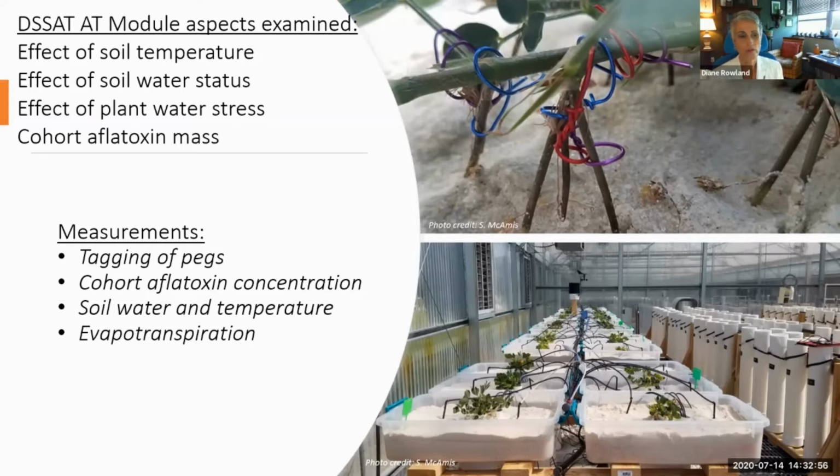So it was important for Shannon, she wanted to be able to assess that cohort structure and determine what the aflatoxin contamination progression was within those cohorts. So she individually tagged pegs on a weekly basis and then followed those pods, ultimately harvesting them and evaluating their aflatoxin concentration. And then she collected the data from the environment, soil and water temperature, the pegging, soil conditions, as well as evapotranspiration in the greenhouse.